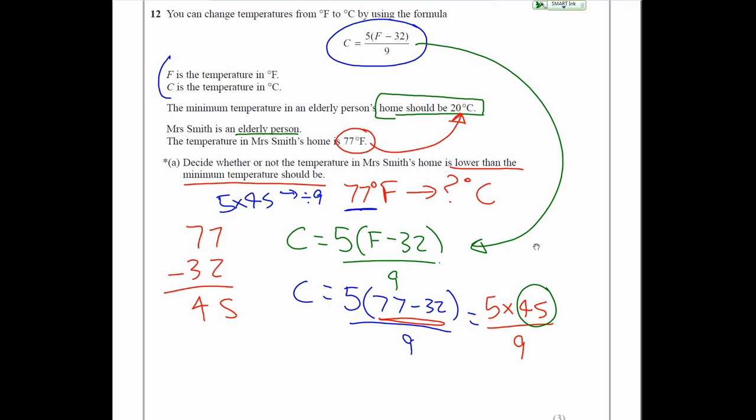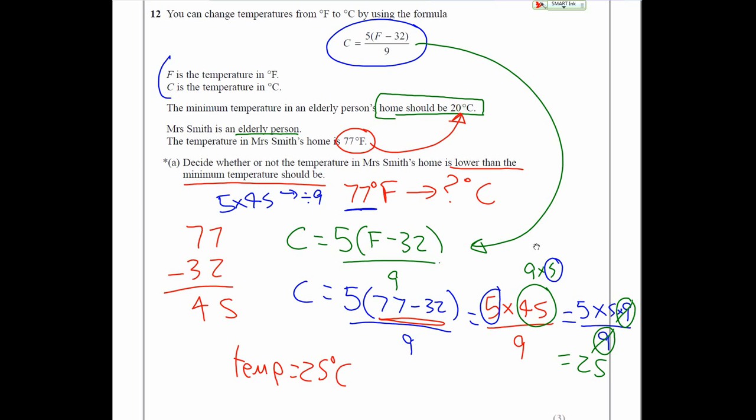45 is in the 9 times table. So I'm going to do a shortcut. I'm going to write the top row as 5 times 5 times 9, and we're dividing all that by 9. The reason I've done that is so that we've got a times 9 on the top and divide 9 on the bottom, so they cancel out, and 5 times 5 is 25. So the temp is 25 degrees C.